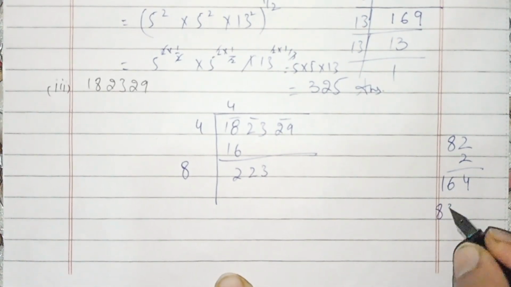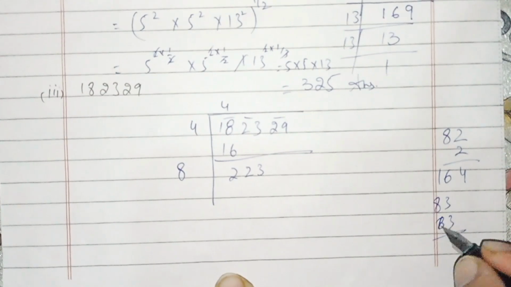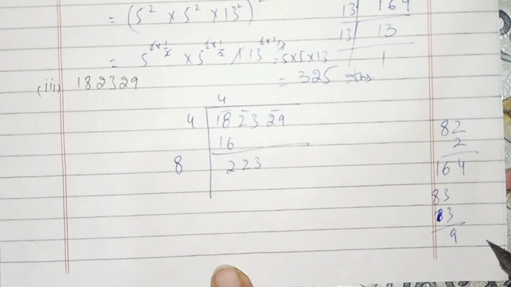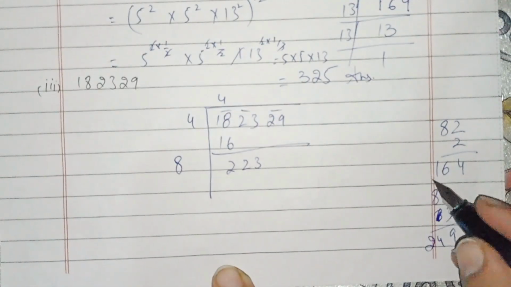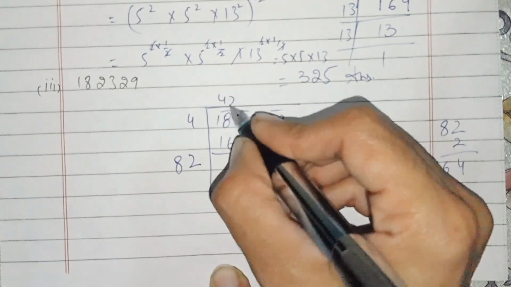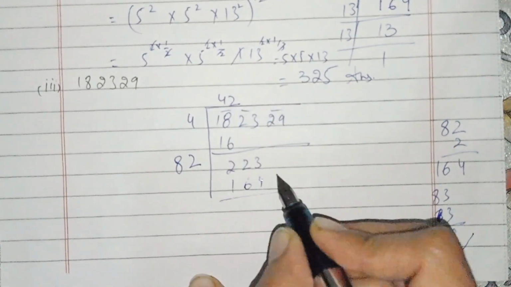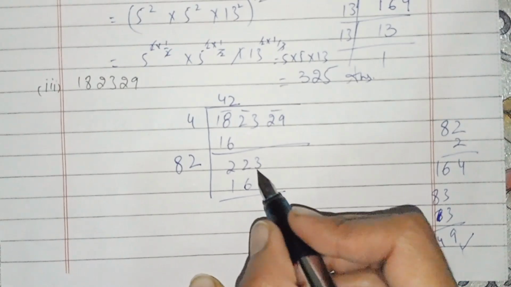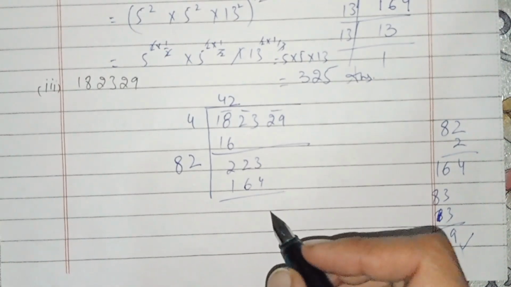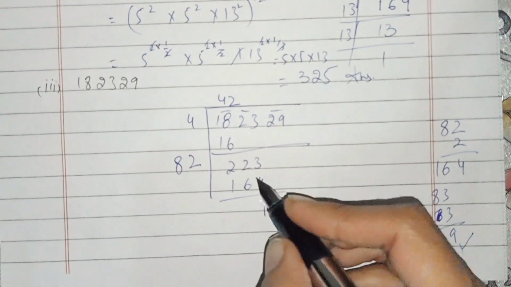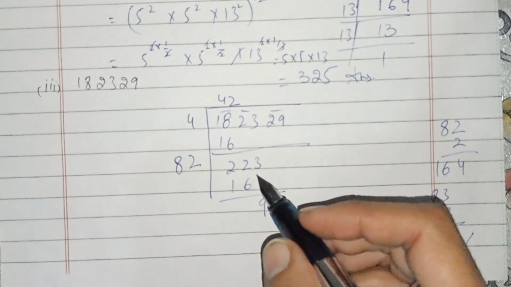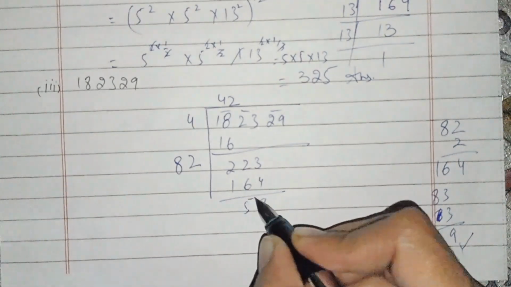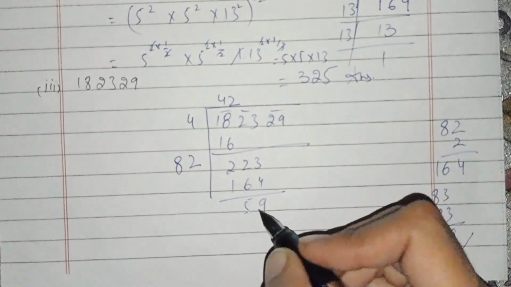Now we have to multiply by 3. 3 times 3 is 9, and 3 times 8 is 24. This is a greater value. Now we have to write 2 there. 2 and 2, 164. It takes a carry, and 13 minus 4 we get 9, and this is 11. 11 minus 6 we get 5, and now this is 59.